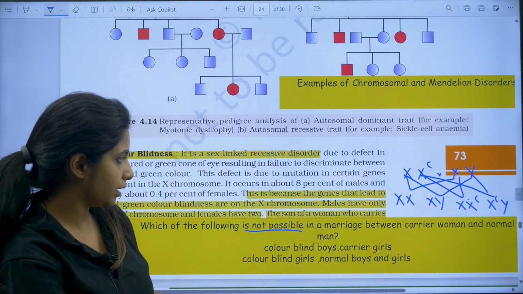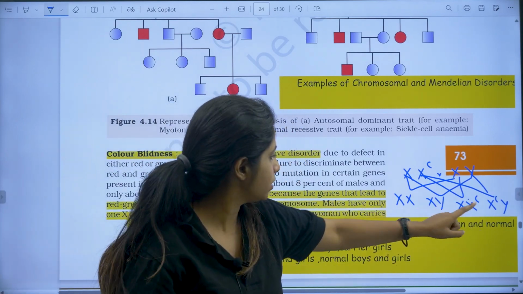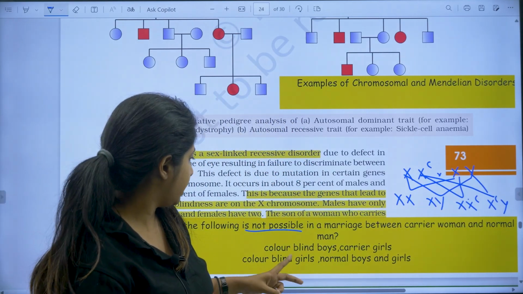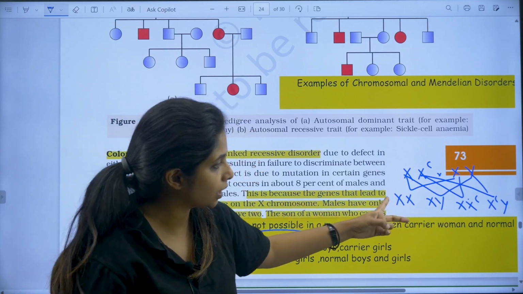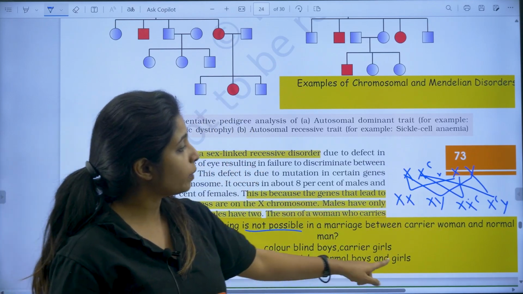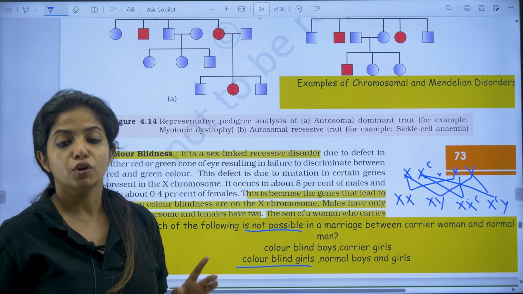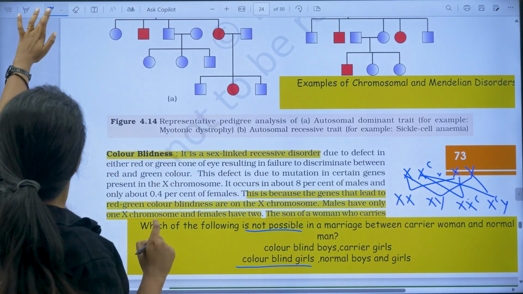So you will get affected, colorblind boys. You will get carrier girls. You will get colorblind girls? Do you get colorblind girls, my dear children? No. So this becomes the answer. What is not possible? This is not possible. Normal boys and girls, yes. You have a normal boy and a normal girl also. So what is not possible is this. You should be knowing about that as well.